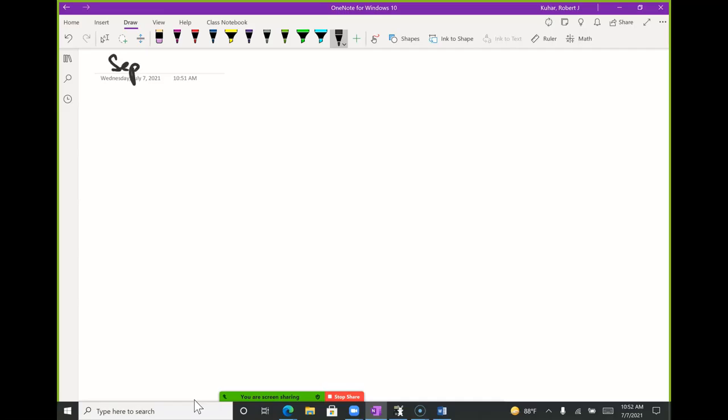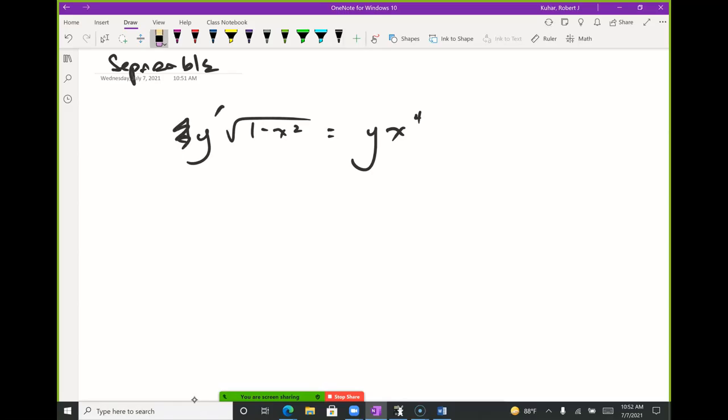So let's look at a separable. So I've got square root of 1 minus x squared times dy equals y x to the fourth. I'm sorry, y prime, right? And I'm going to, of course, turn it into a dy over dx. So there it is. I see I'm multiplying y's and y primes to functions of x. It's just what I need. Multiplying or dividing is what I need. So my first process is dy dx.